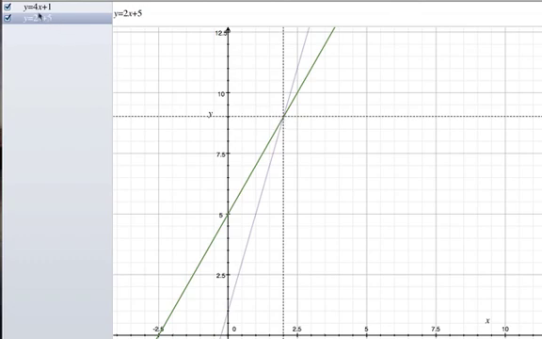And if I did the math on that, 4 times 2 is 8, plus 1 is 9. 2 times 2 is 4, plus 5 is 9. So that does make sense that that's the same position. And that's comparing two line equations on a graph.